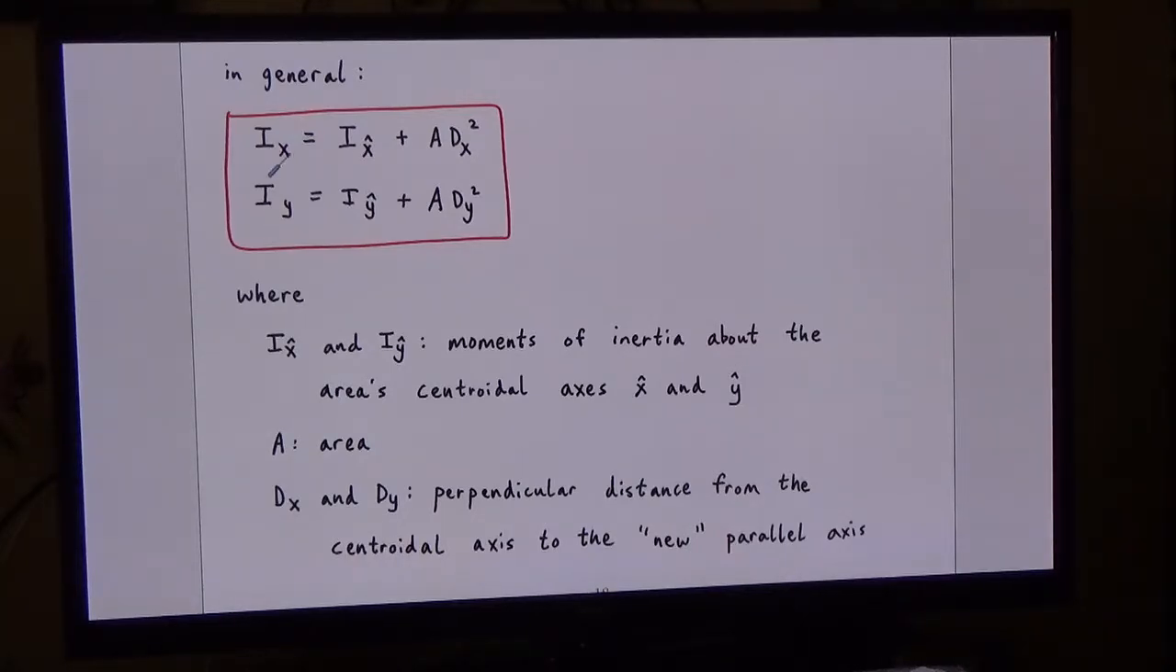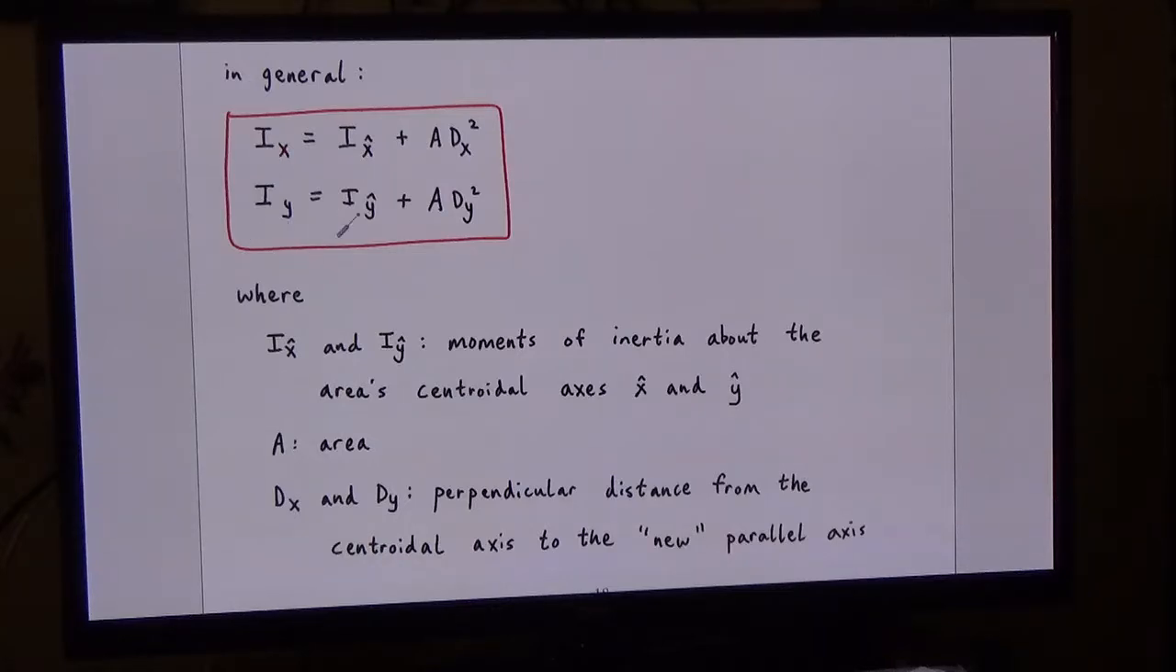So we have I about x. That is some new x-axis that we're trying to move to. It's called the parallel axis. So to go to any parallel axis, we start from the body's centroidal axis and calculate the moment of inertia about the centroidal axis. Then to move it to the new axis x, we have this parallel axis theorem part. We have plus the area times some d squared, where d is the perpendicular distance between the old axis and the new axis.